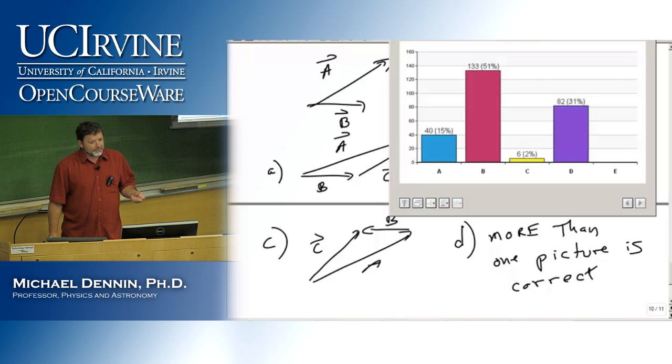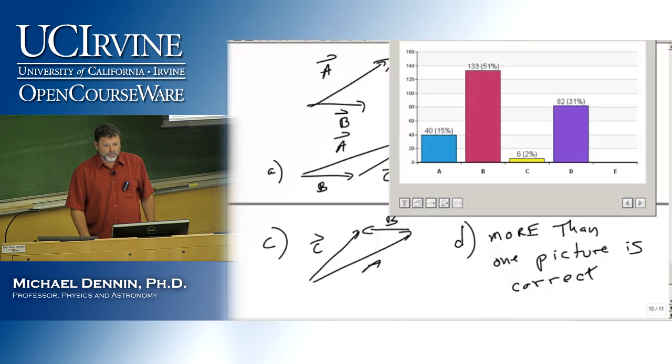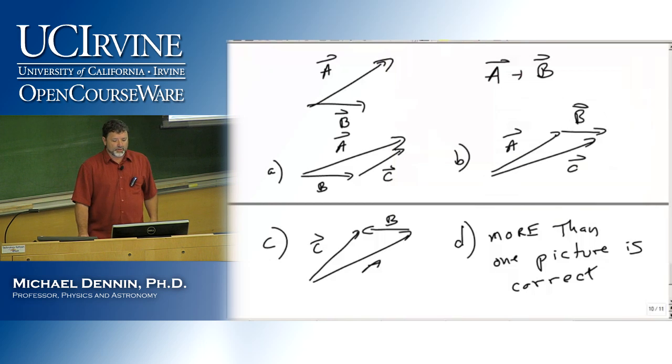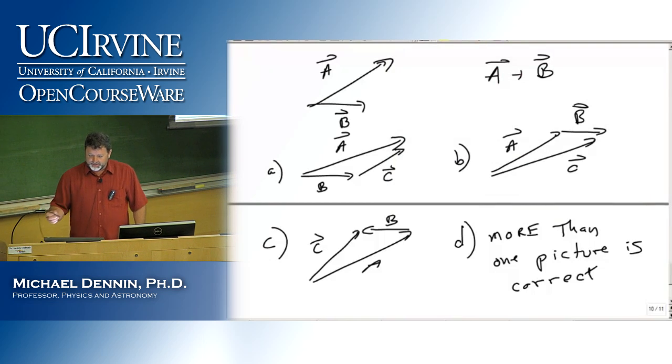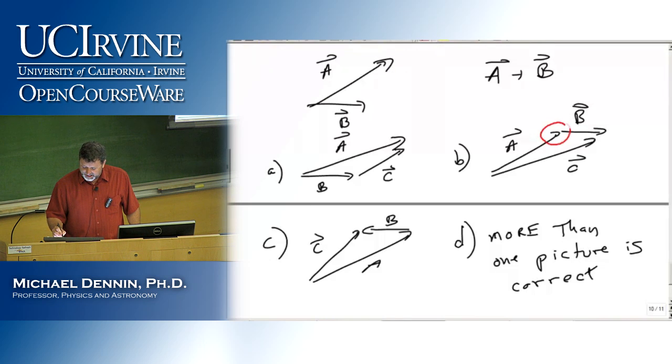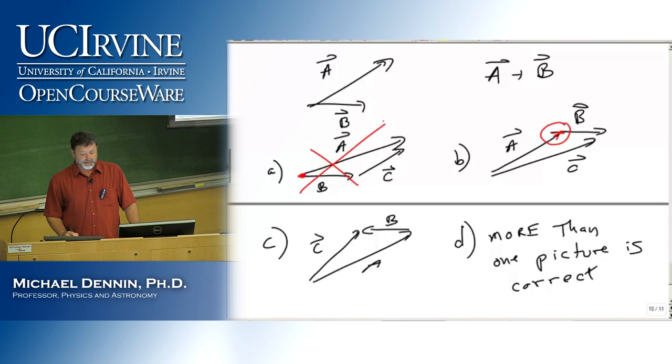Most people went with B. There's some people going with more than one. That's one of the dangers. There isn't more than one. It's just B. Because the key features, I need head to tail. Right? This has tail to tail, so that's wrong and does not work.